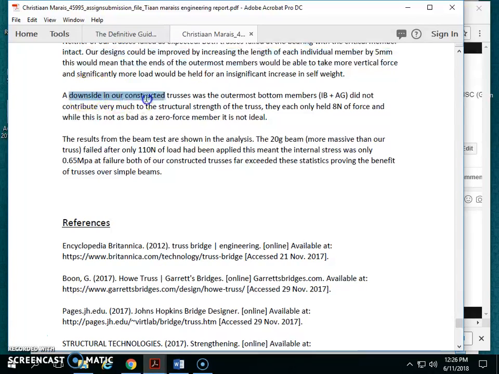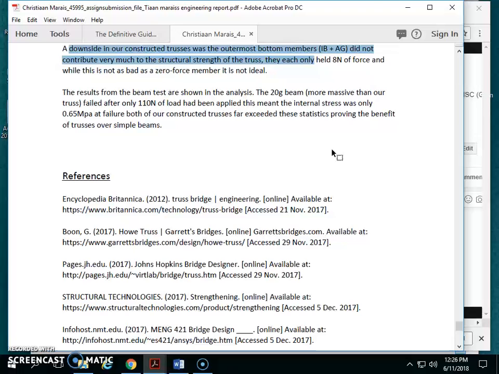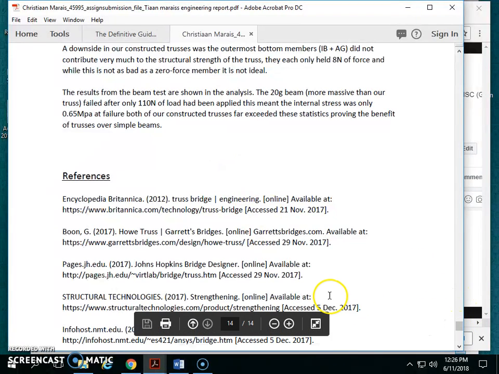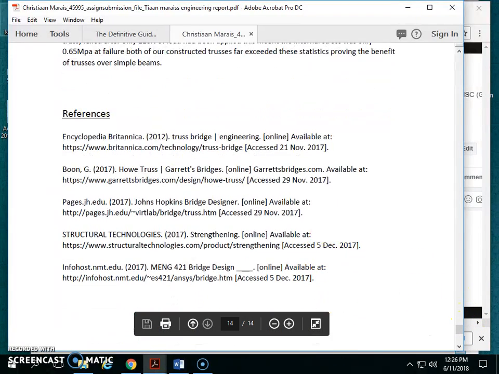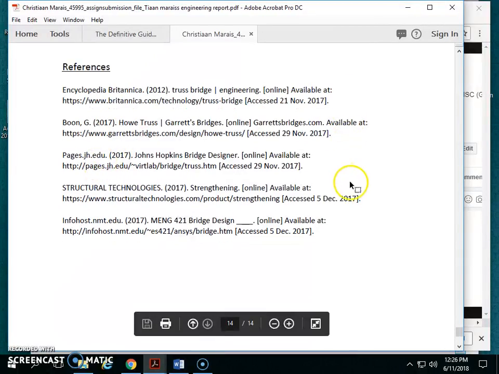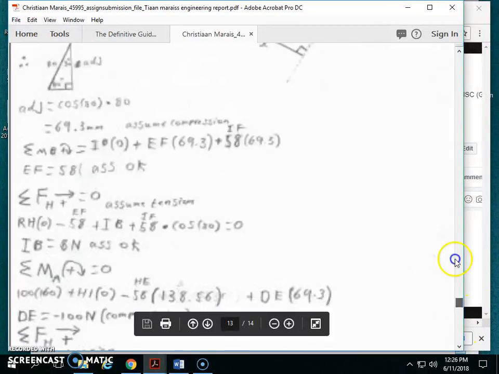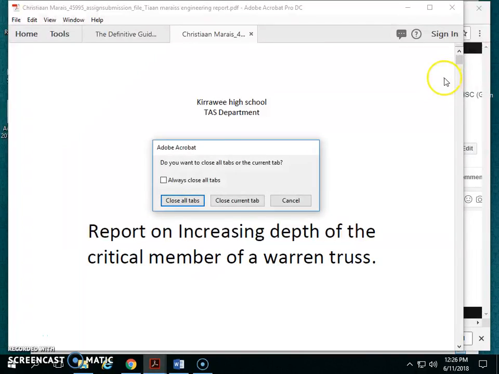They talked about the downsides of their truss, the advantages and disadvantages. They talked about the results from the beam test shown in the analysis, proving the benefit of trusses over simple beams. So they were able to say that the truss was more effective than using just a beam. So that's why we use trusses. Okay, so that's a general overview of what you're going to do. Then they had their references, and the references are referenced properly. Okay, so that's an example there.